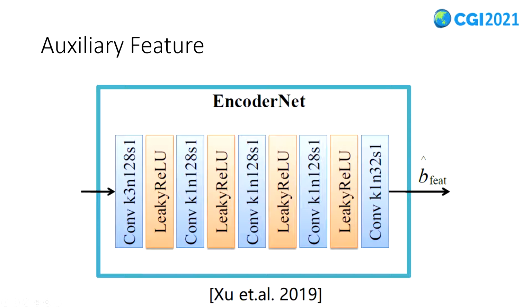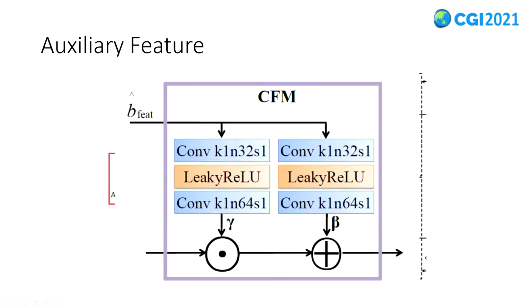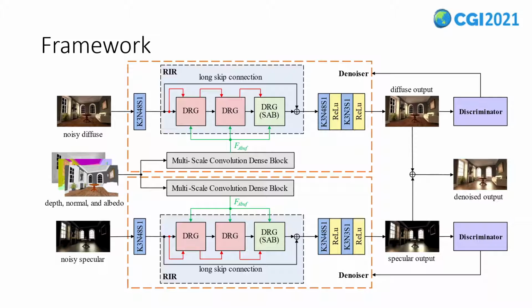They use a VGGNet as the auxiliary features encoder net, and they implement a module called Conditional Feature Modulation (CFM) to fuse the auxiliary feature and the main feature inside the denoiser. Their work also shows the improvement from implementing a generative adversarial network. This is the overall figure of our network.